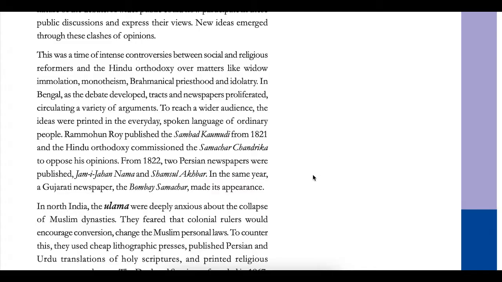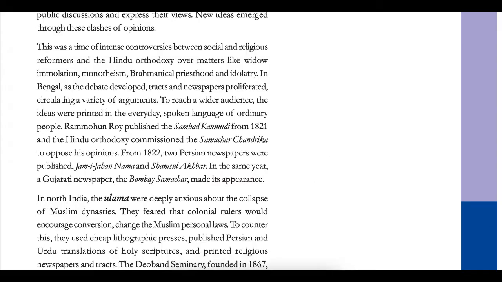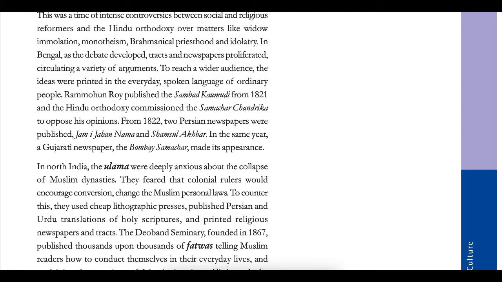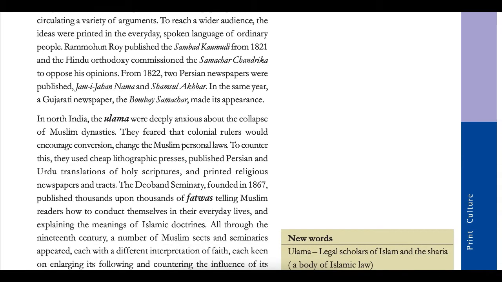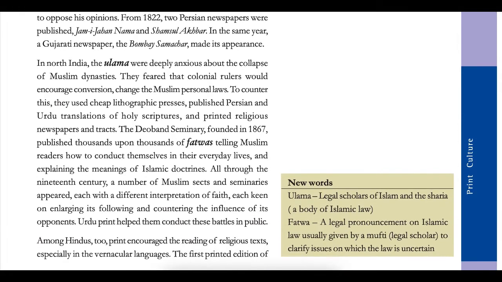Ram Mohan Roy published the Samvad Kaumudi from 1821, and the Hindu orthodoxy commissioned the Samachar Chandrika to oppose his opinions. From 1822, two Persian newspapers were published, Jam-i-Jahan Nama and Shamsul Akbar. In the same year, a Gujarati newspaper, the Bombay Samachar, made its appearance.